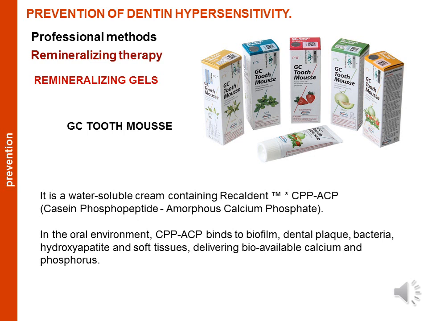GC Tooth Mousse Remineralizing Gel for remineralizing therapy. It is a water-soluble cream containing casein phosphopeptide amorphous calcium phosphate. In the oral environment, this active component binds to biofilm, dental plaque, bacteria, hydroxyapatite, and soft tissue, delivering bioavailable calcium and phosphorus.